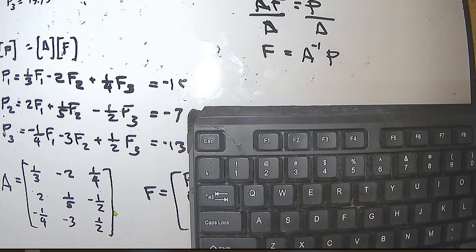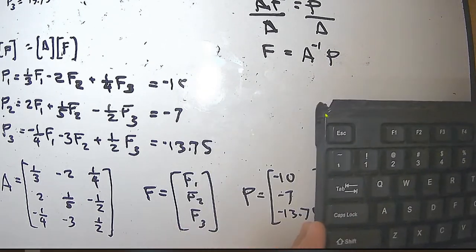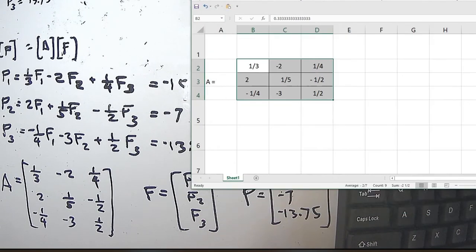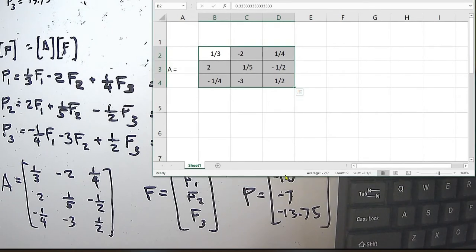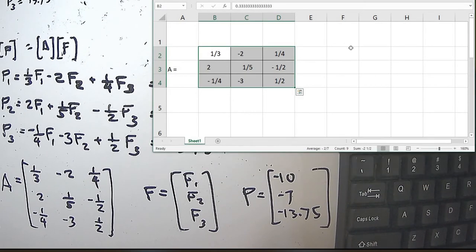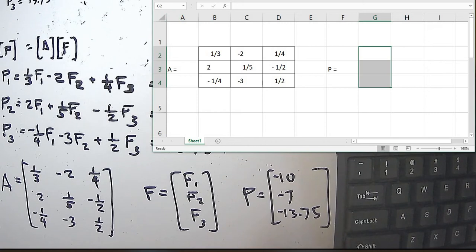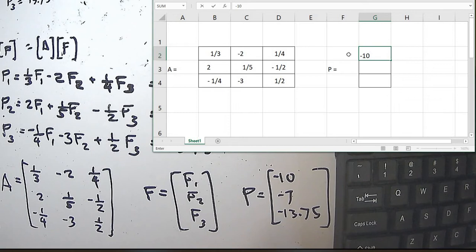Next is, pasok natin ngayon yung ating P matrix, okay? Dito naman, so, box ko lang yan. We have -10, -7, -13.75.